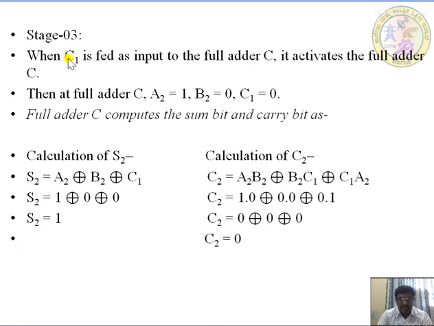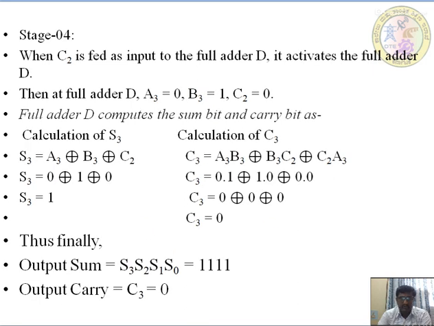Next, C1 acts as the input to the next adder, that is A2, B2, and C1 is equal to 0. So 1 plus 0 plus 0 gives sum 1 and carry 0. This C2, once again 0, acts as the input to the fourth full adder. For A3 and B3, the same thing: A3 is equal to 0, B3 is 1, C2 is equal to 0. So 0 plus 1 gives sum 1, carry 0.